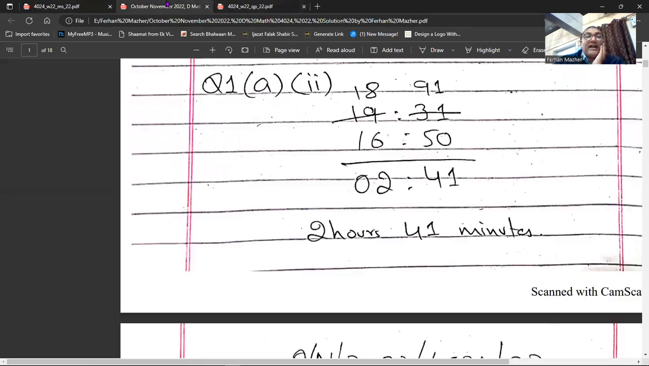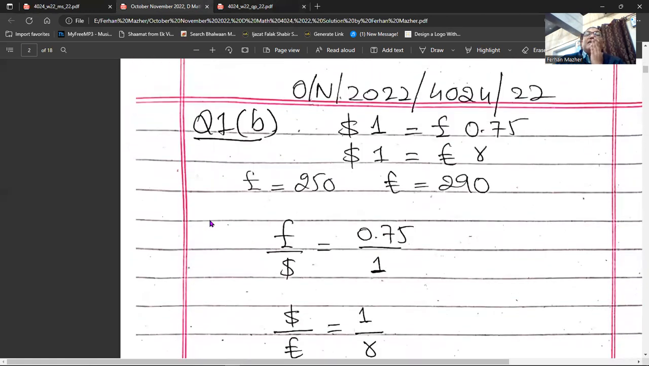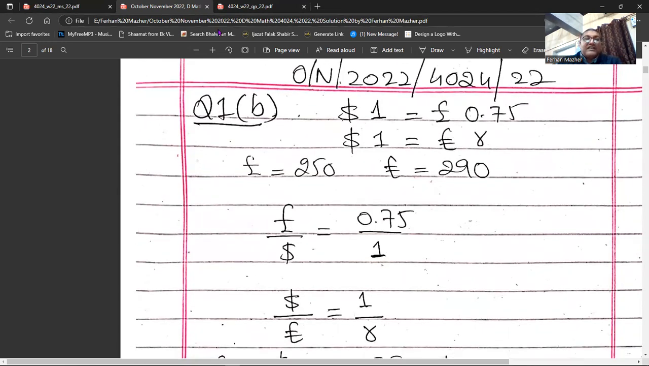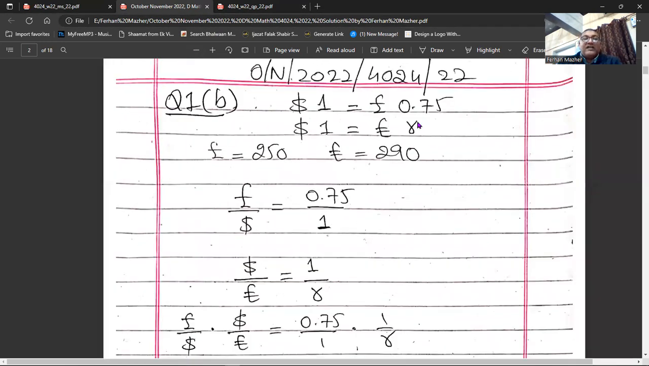So I'm going to apply a method because I don't have a direct exchange rate between the pound and the euro. I know the exchange rate between the dollar and the pound, and the dollar and the euro, but I don't have a direct exchange rate between the pound and the euro. So I will make this. Let me show you how this is done.